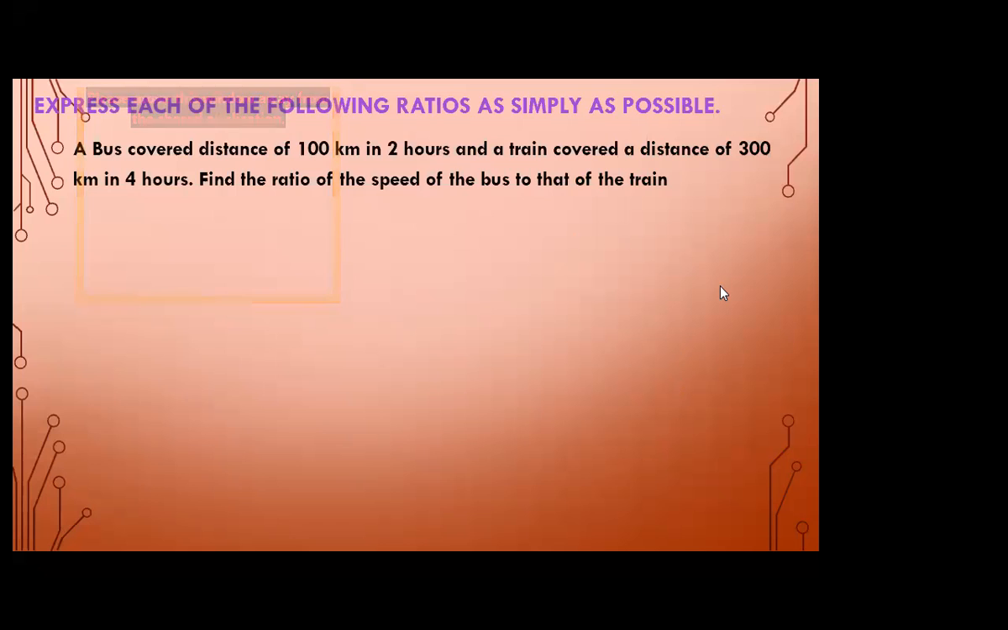Students, can you please answer me how we can compare the speed of the bus to that of the train? Here in this question, the distance is given. The bus covers a distance of 100 kilometer in 2 hours and the train covers a distance of 300 kilometer in 4 hours. Here the distance and time are given, but we have to find the ratio of speed of the bus to that of the train. Can any one of you answer me how we can compare the speed of the bus and the speed of the train? Can anybody answer me?